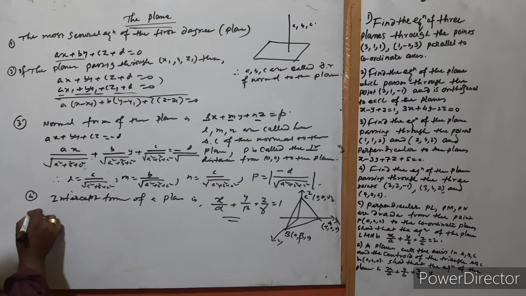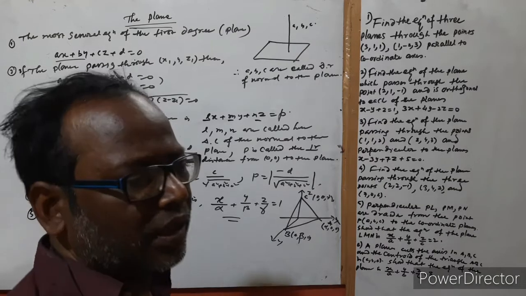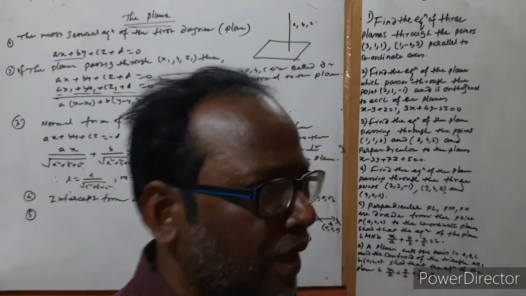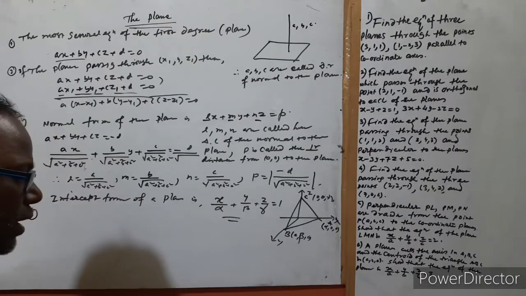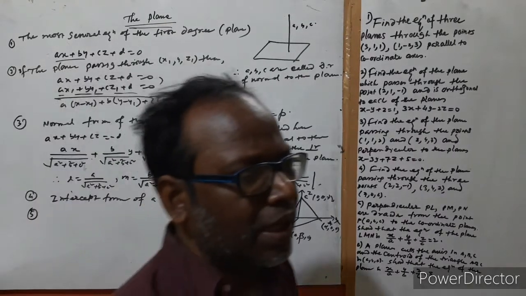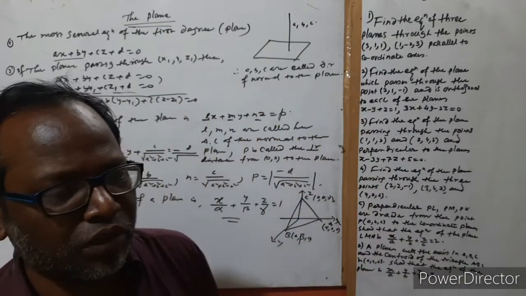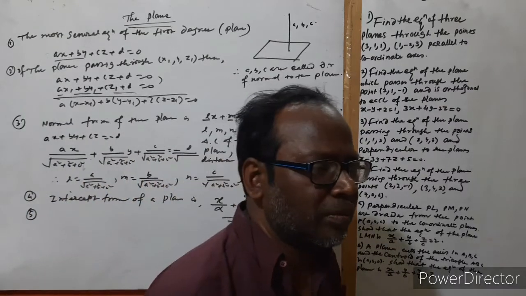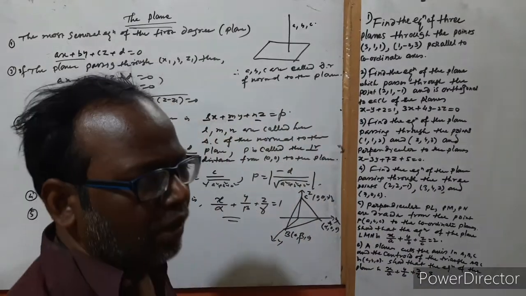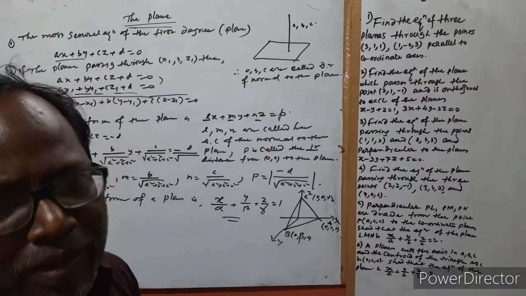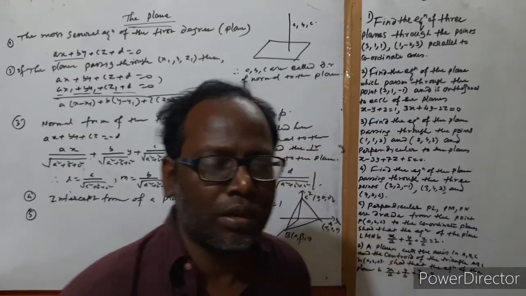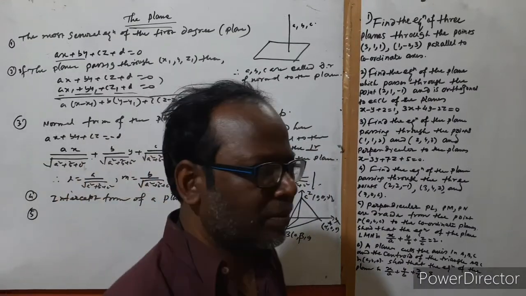Now, number 5. If two planes are given, then what is the angle between them? You know, the angle between the two lines, actually, if it is theta, then cos theta is equal to a1 a2 plus b1 b2 plus c1 c2 over root of a1 square plus b1 square plus c1 square into root over of a2 square plus b2 square plus c2 square actually.